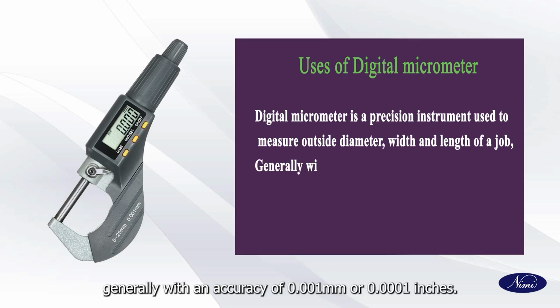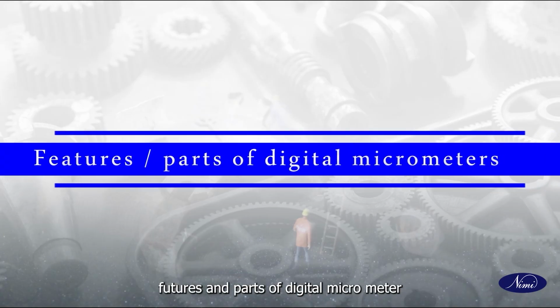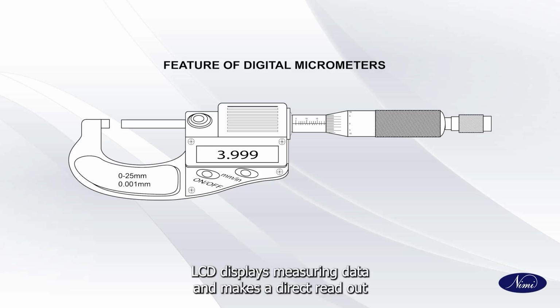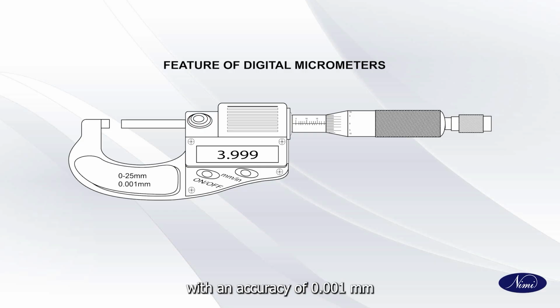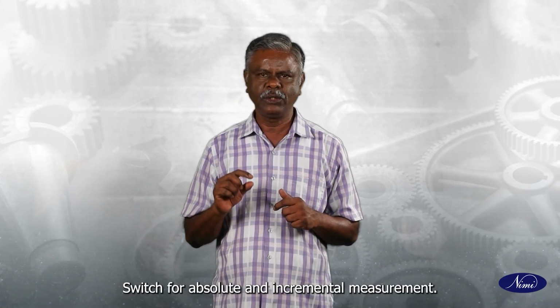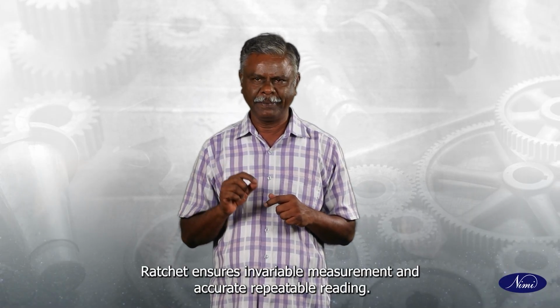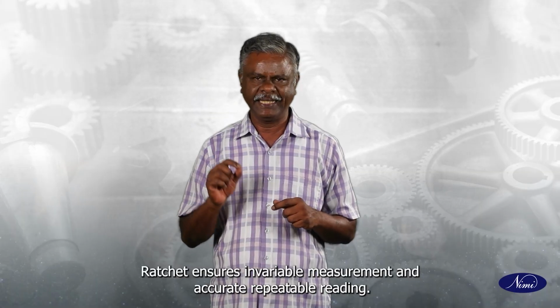job, generally with an accuracy of 0.001 mm or 0.0001 inches. Features and parts of digital micrometer. LCD displays measuring data and makes direct readout with an accuracy of 0.001 mm. Origin setting, mm/inch conversion. Switch for absolute and incremental measurement. Carbide tipped measuring faces. Ratchet ensures invariable measurement and accurate, repeatable reading.